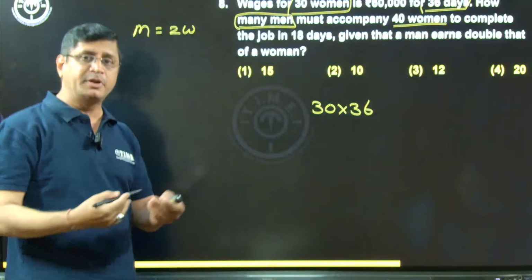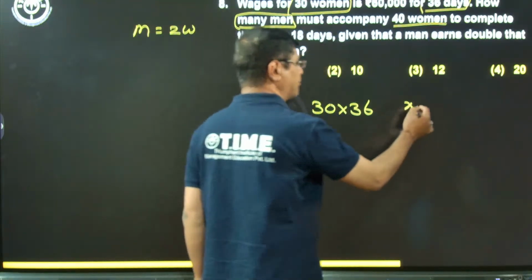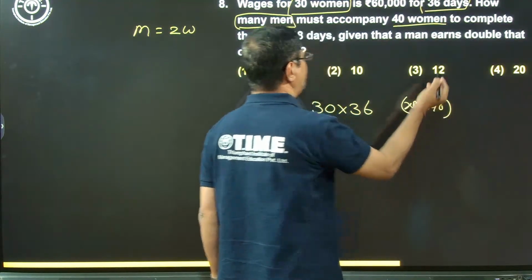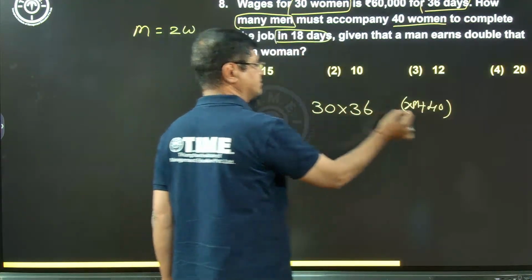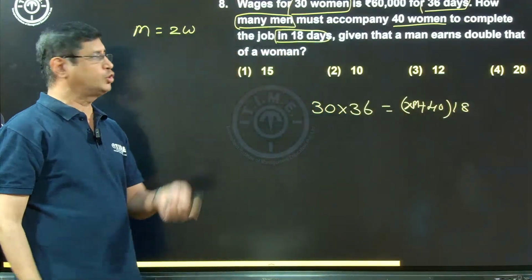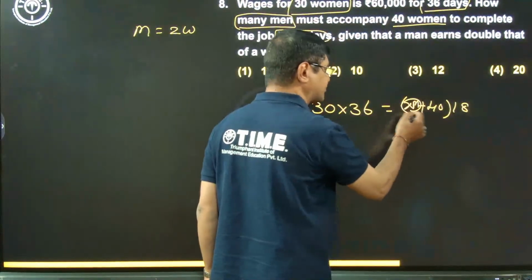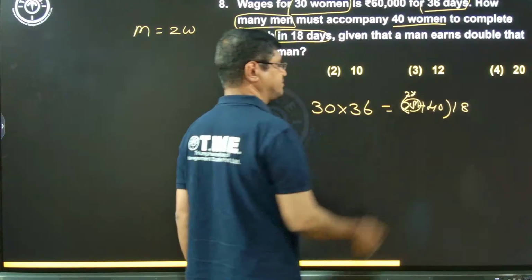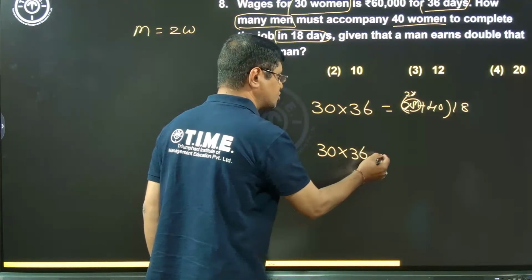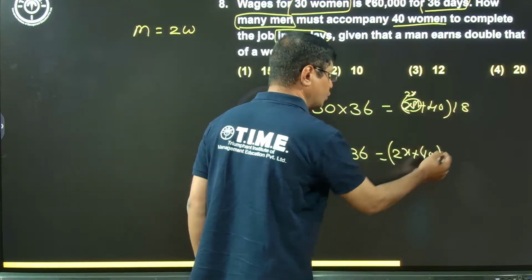The number of men accompanied with the 40 women, now let us assume X men, accompanied with the 40 women in order to complete the work in 18 days. Now 1 man is equal to 2 women, which means in place of X men, I am using 2X. What you will get? 30 into 36 is equal to 2X plus 40 into number of days.